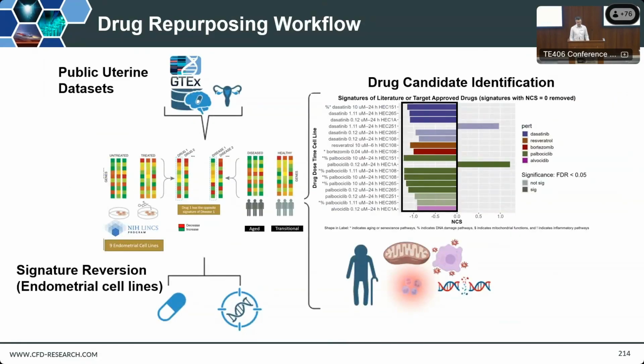So we wanted to also see if we could find a way to repurpose some drugs to either stop or reverse uterine aging. We had our bioinformatics team look at a public uterine data set from a GTEx database. They used a signature reversion to select drugs that look like they would be good candidates for reversing or perturbing the uterine aging pathway.